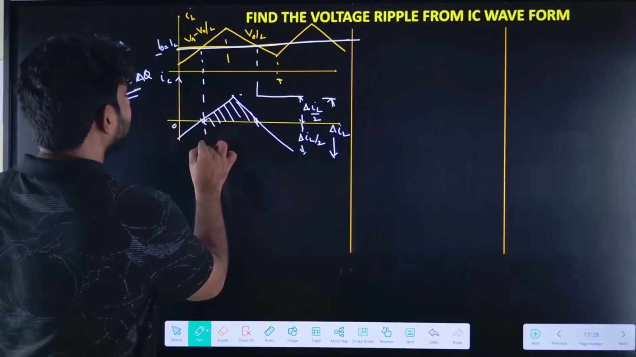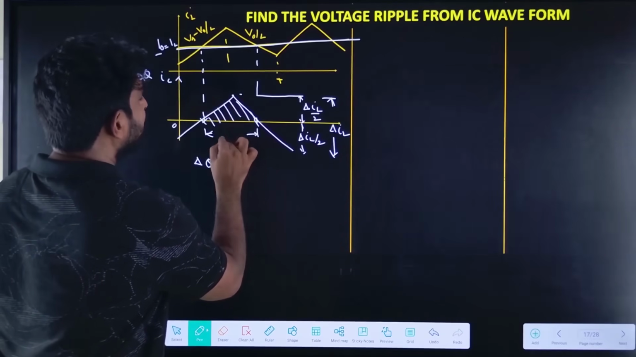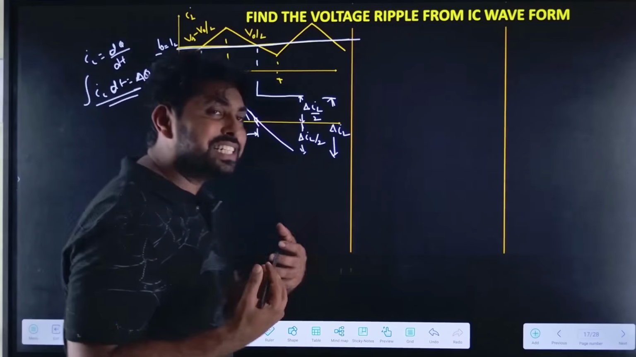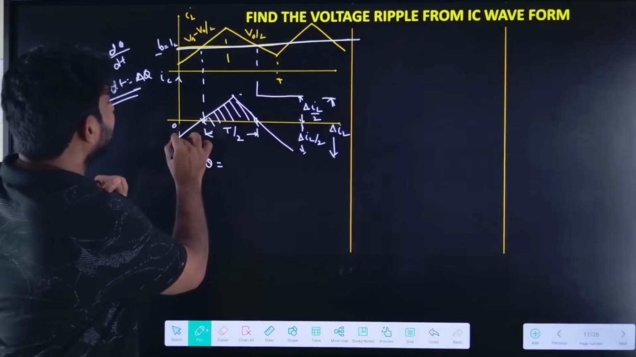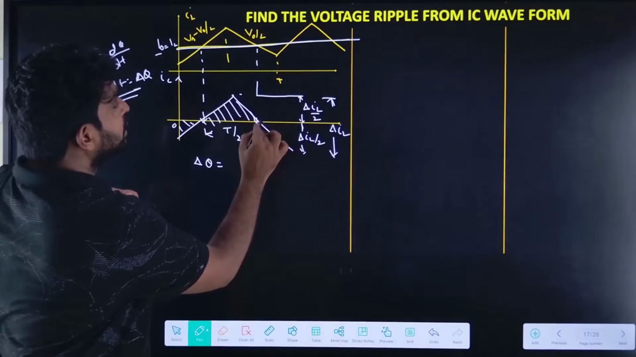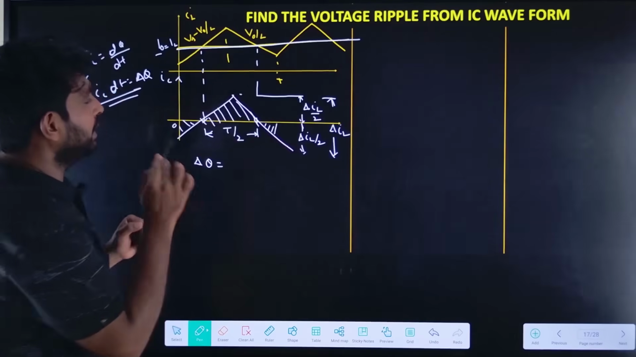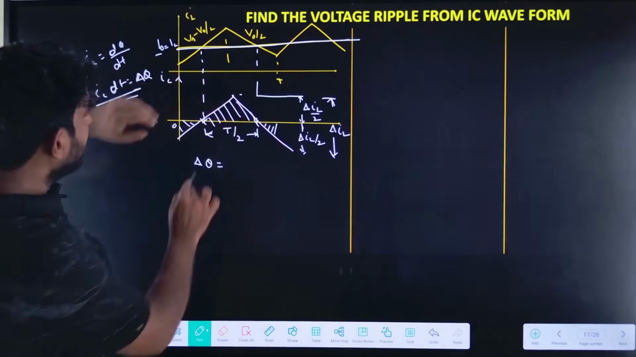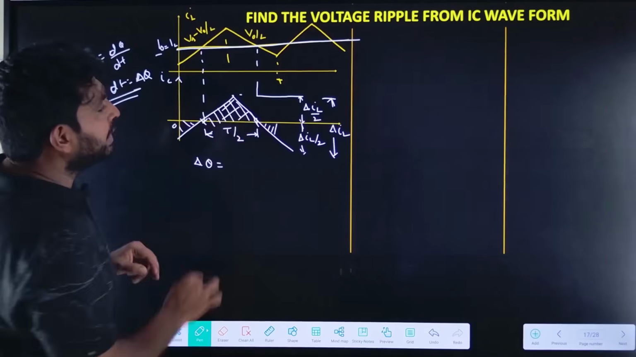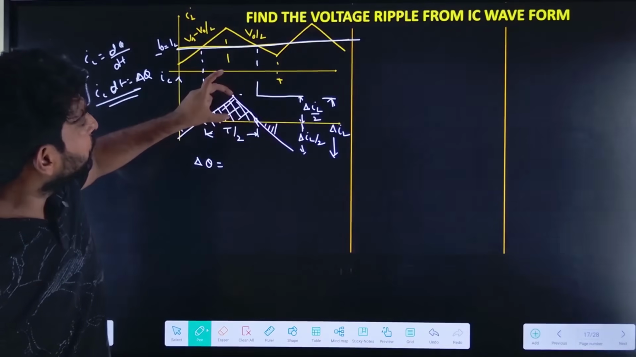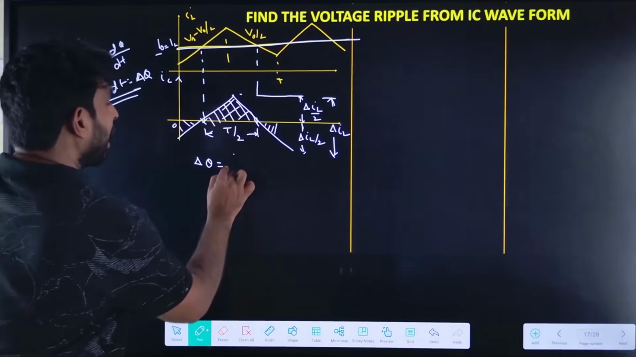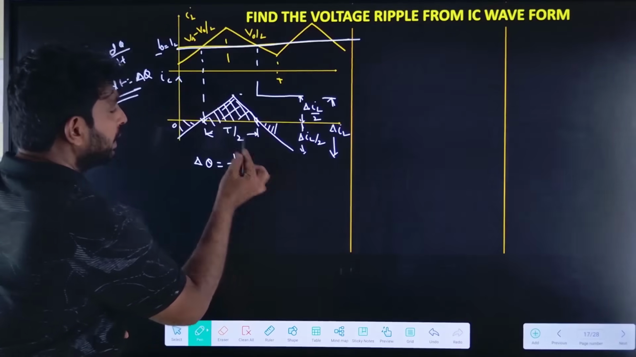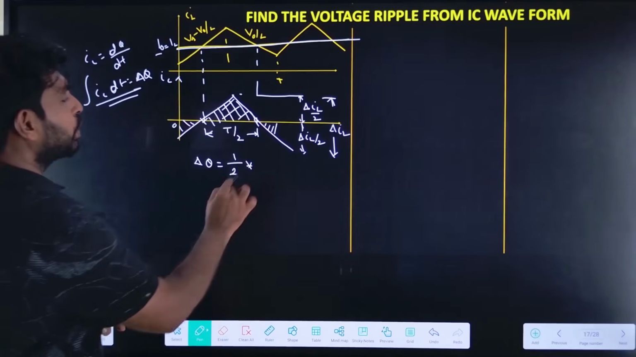So this portion will be T by 2, because the charging area is equal to the discharging area. So this will be the charging area and these two are the discharging areas. If I want to find the charging area, the height will be delta IL by 2, the base will be T by 2. So half into the area can be found from this.